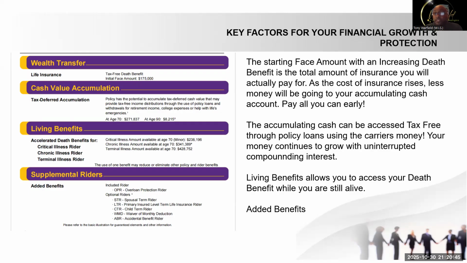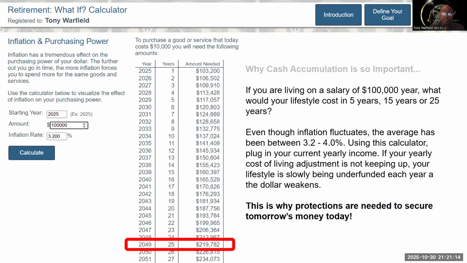So starting with the face amount and increasing benefit is the total amount of insurance you will actually pay for. As the cost of insurance rises, less money will be going to your accumulating cash account. Pay all you can early. The accumulating cash can be accessed tax-free through policy loans using the carrier's money, so your money continues to grow with uninterrupted compounding interest. Living benefits allow you access to your death benefit while you're still alive. So we definitely want those added living benefits, right?